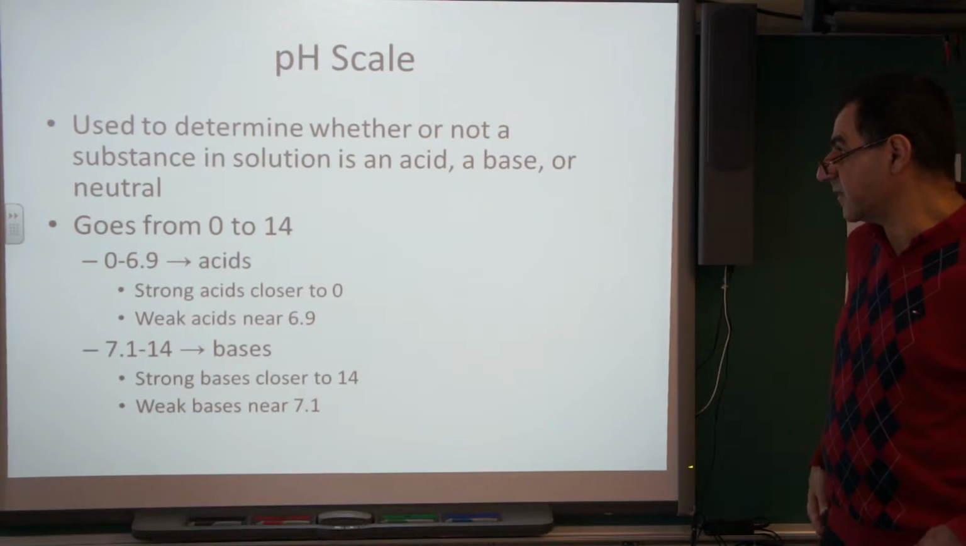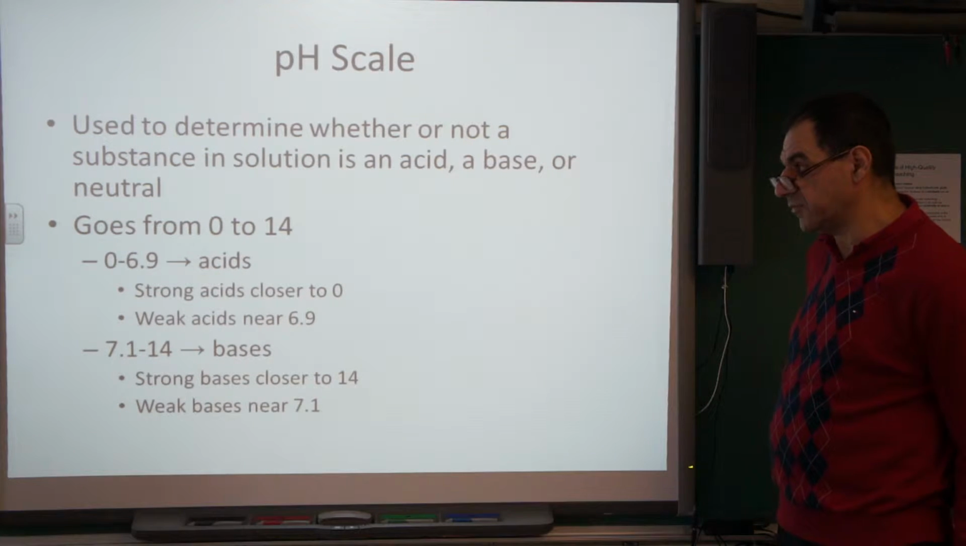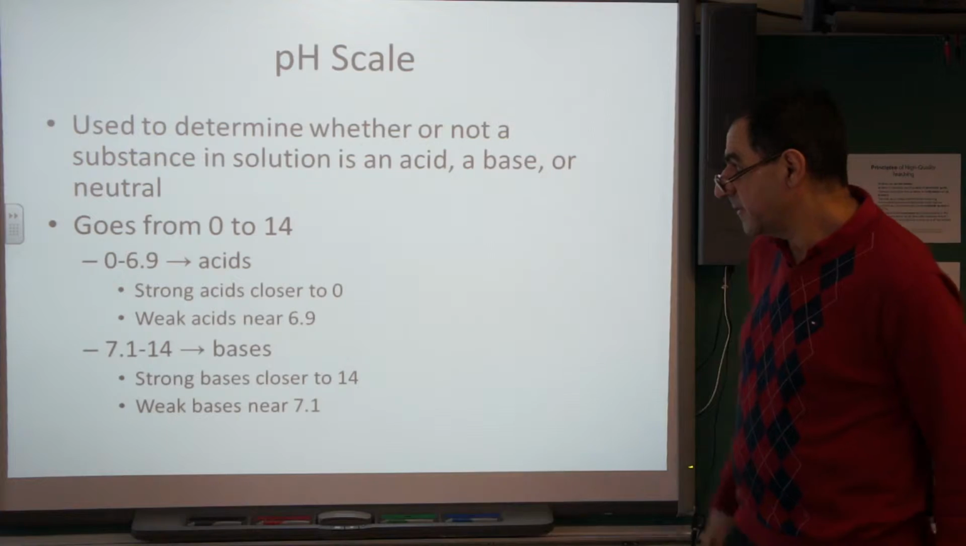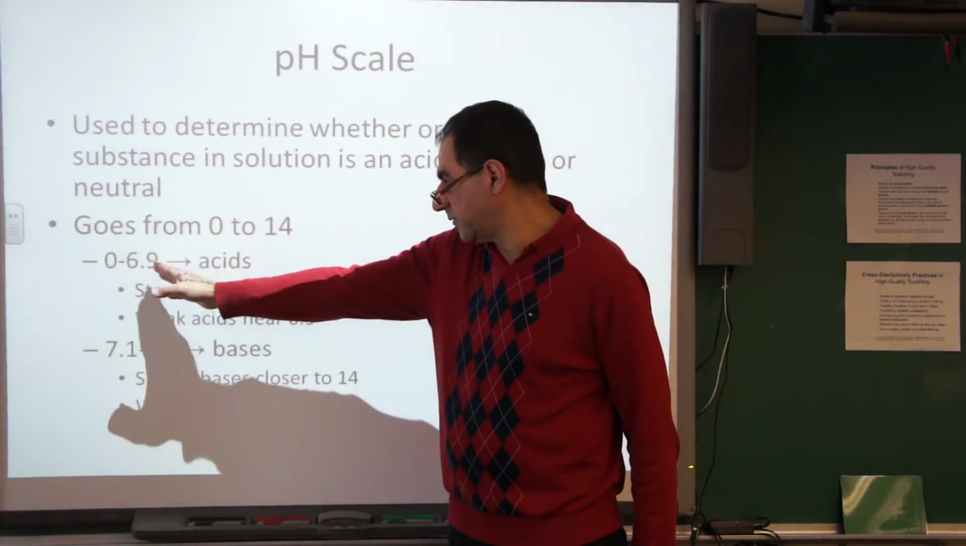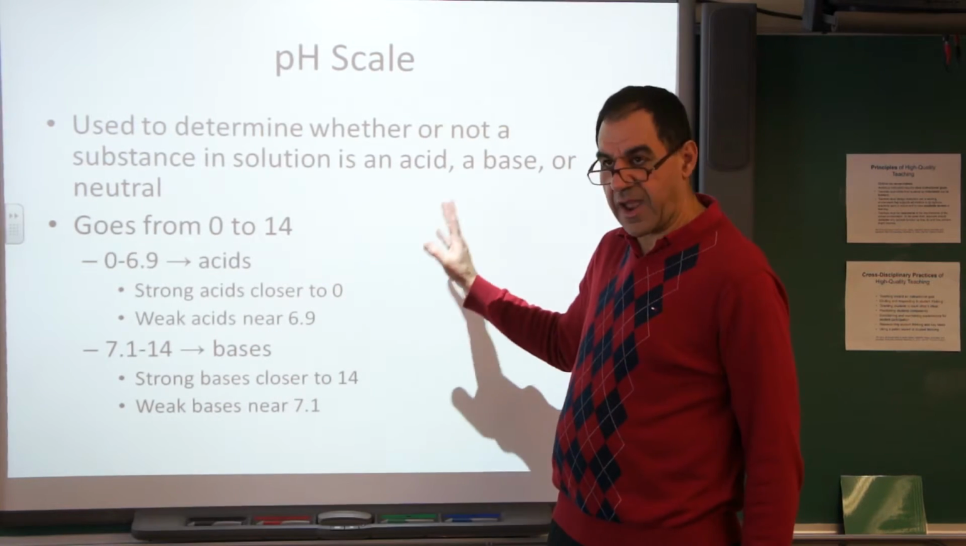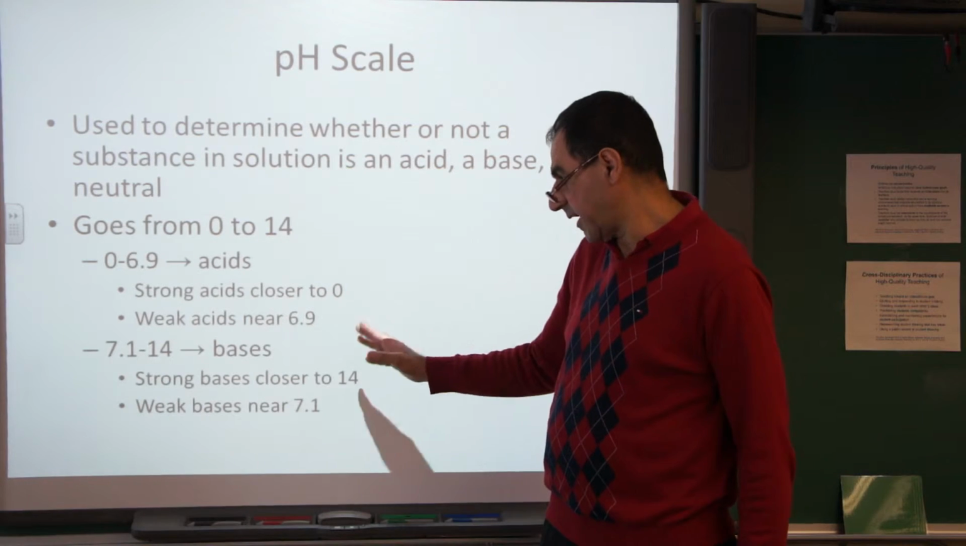The pH scale is another way to determine whether a substance is an acid or a base, or if it's neutral, and how strong it is. The pH scale goes from 0 to 14. Acids range from 0 to less than 7. Stronger acids are closer to 0. Weaker acids are closer to 7.